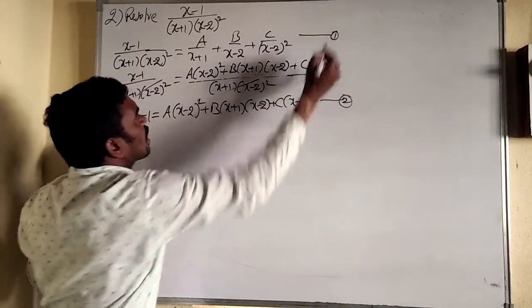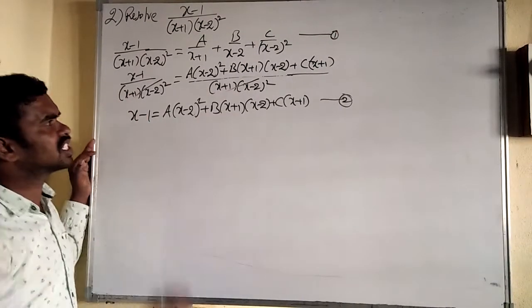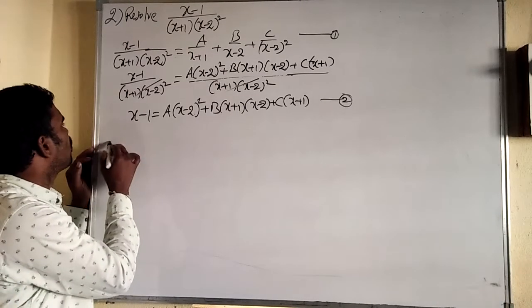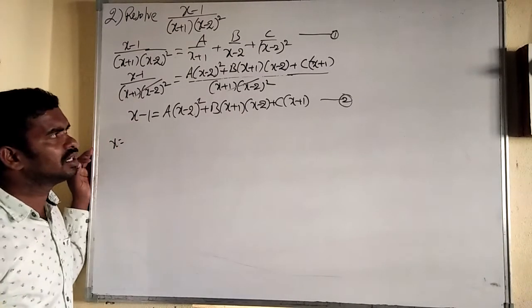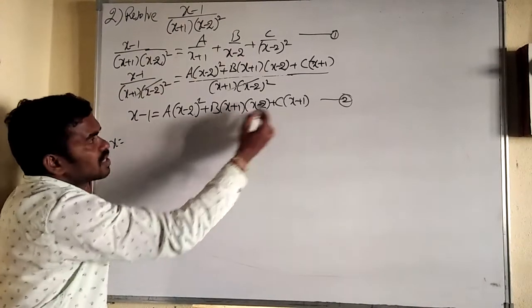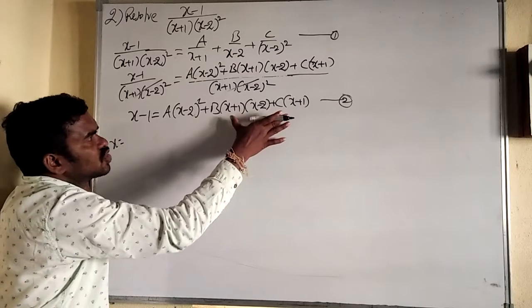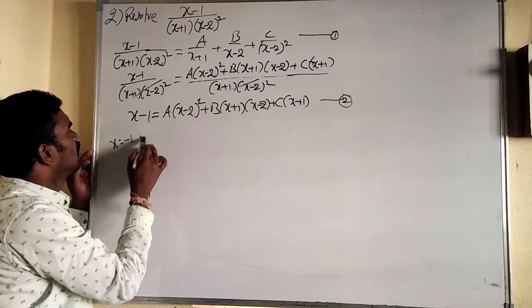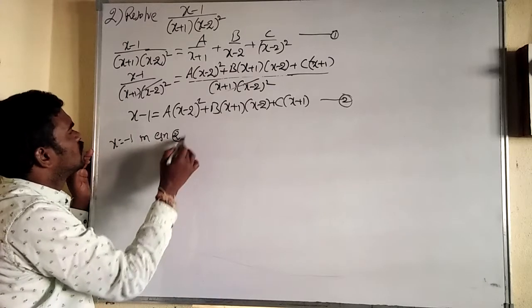So this is equation 1. We should solve this equation 2, you can find the a, b, c values. So take x equal to what? Tell me. See, if you take −1, these two terms with (x + 1) will vanish. So taking x = −1 in equation 2.